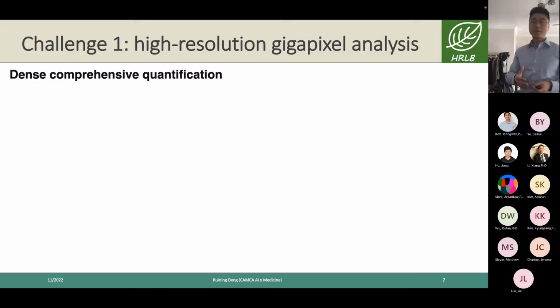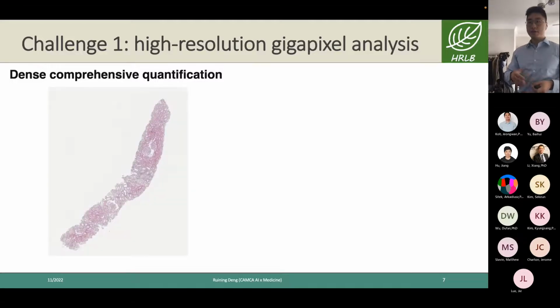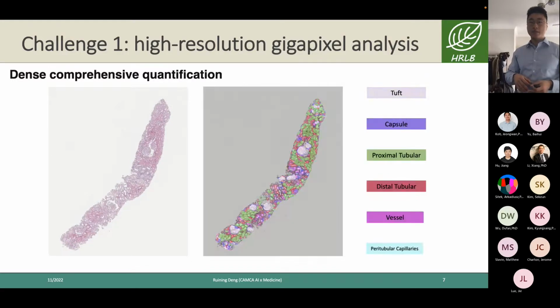Also, on those high resolution images, we need to do dense comprehensive quantification. For example, here is a renal needle biopsy. On these needle biopsies, we mainly focus on six different tissue types. With the different colors, you can see all of the tissue types are sparsely distributed on the whole slide images. So how can we achieve dense comprehensive quantification? That's the technical issue for us.